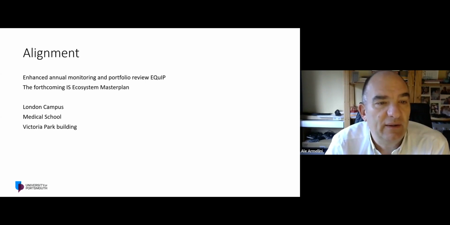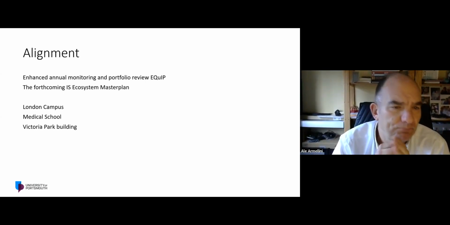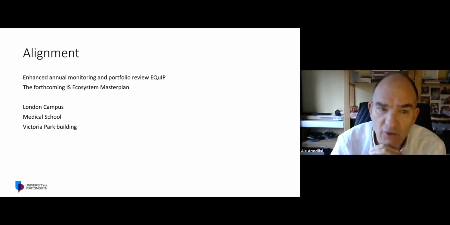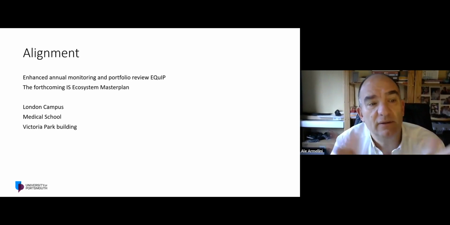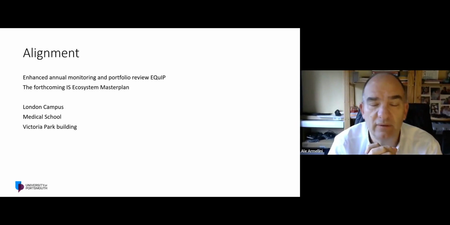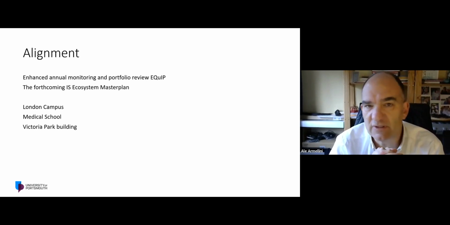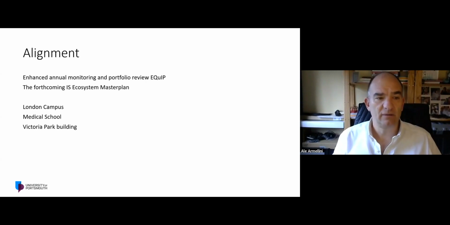The digital plan in what I've described so far aligns with a number of things that are going on in the university. As Harriet said before, the annual monitor and portfolio review, and the forthcoming IS ecosystem master plan. But it also aligns with three key major initiatives from the university, namely the London campus, the medical school, and the Victoria Park building.